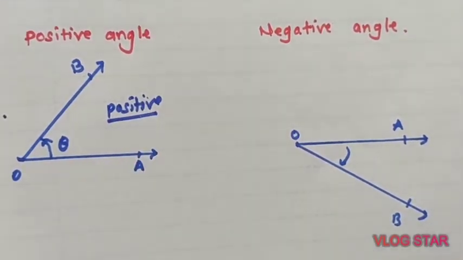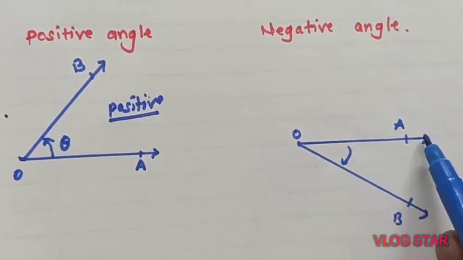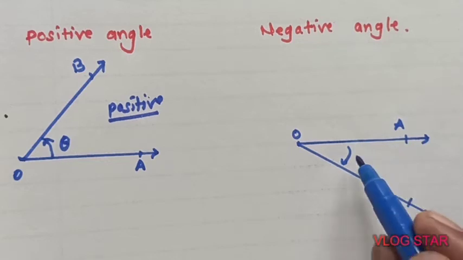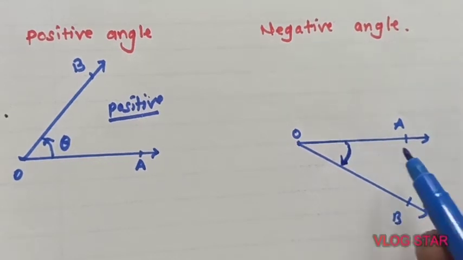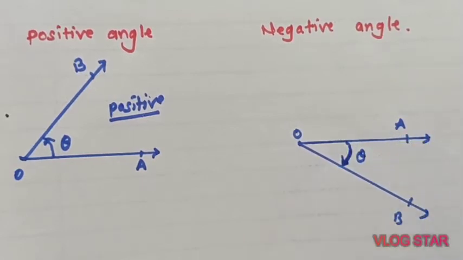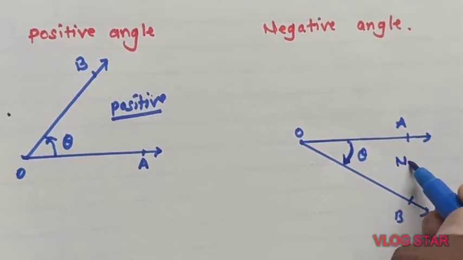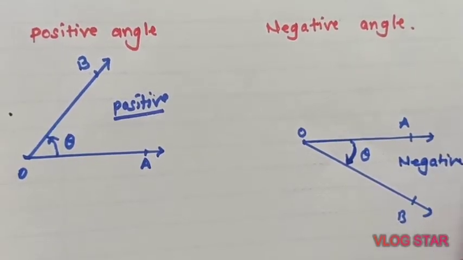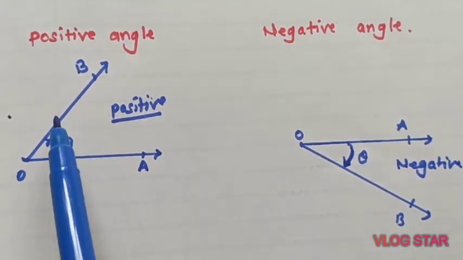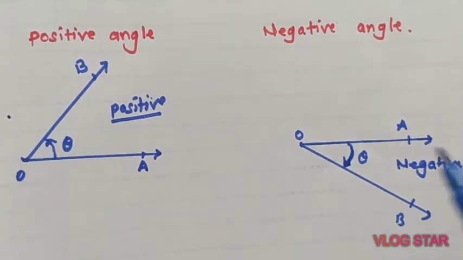On the other hand, if you look here, OA was the initial arm, we have rotated it in a clockwise direction, like this, downward. So here we got one angle theta, but the angle is in a clockwise direction, so it is known as a negative angle. You have to remember, whenever the rotation is anti-clockwise you consider the angle positive, otherwise, a clockwise angle you consider as a negative angle.